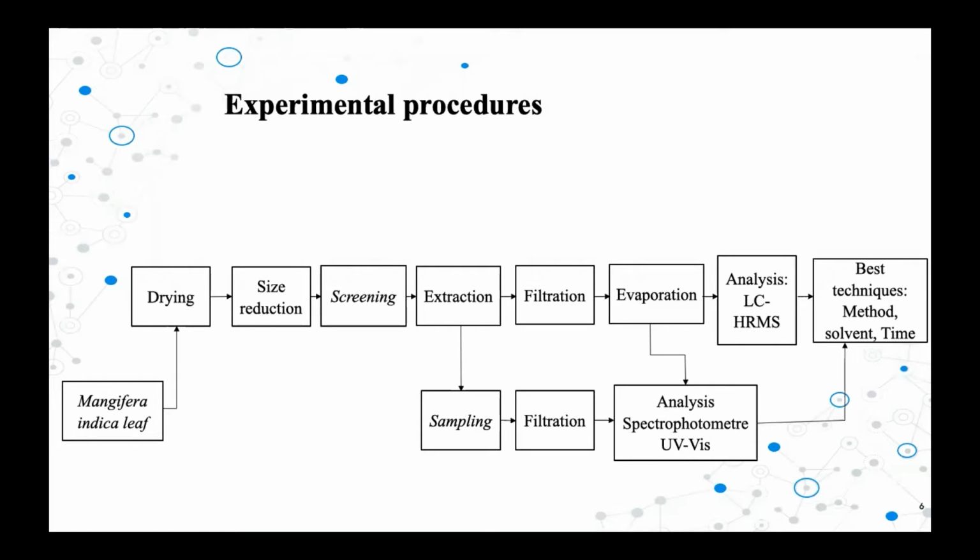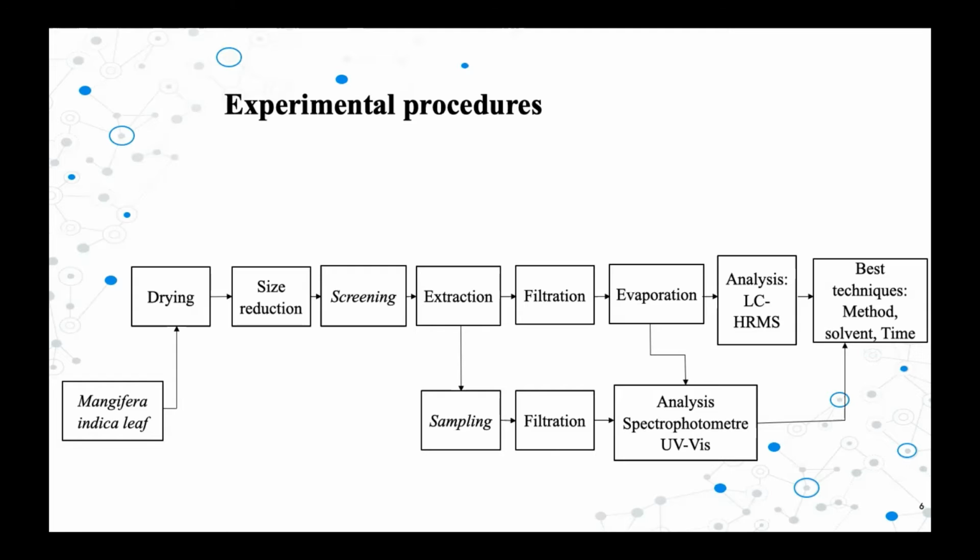For the experimental procedures, firstly, we dry the material and then we reduce the size of the material using crushing machine, followed by screening and extraction process. After the extraction process, the products were filtered, evaporated, and analyzed for their absorbances using spectrophotometer UV-Vis. And then we also calculated the yield and analyzed the sample using LC-MS to define the best technique that can maximize the extraction process.